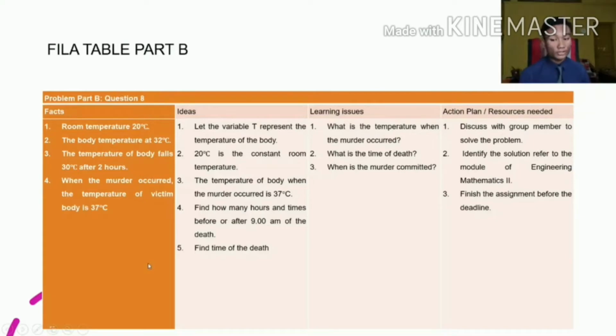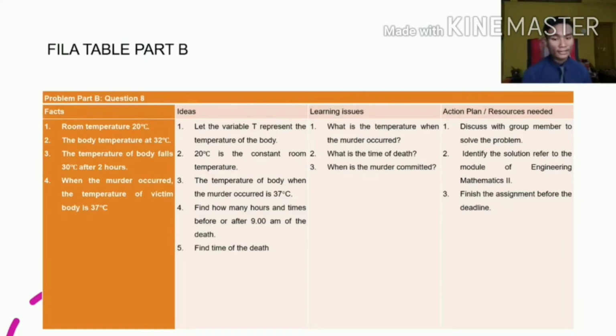Room temperature is 20 degrees Celsius. Number 2, the body temperature is at 32 degrees Celsius. Number 3, the temperature of the body falls down to 30 degrees Celsius after 2 hours. And finally, when the murder occurred, the temperature of the victim's body is at 37 degrees Celsius.